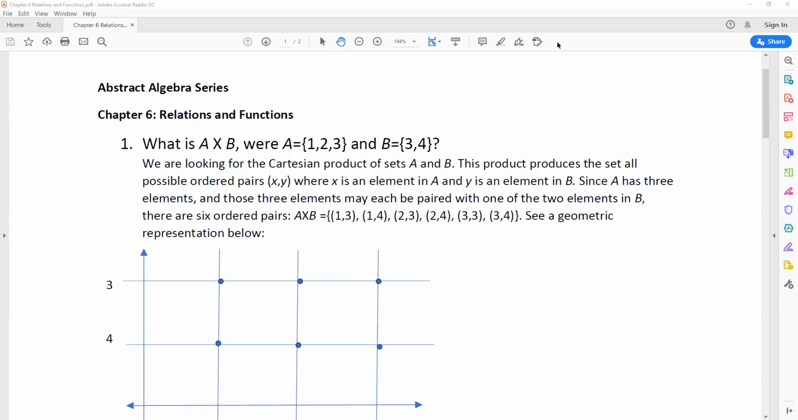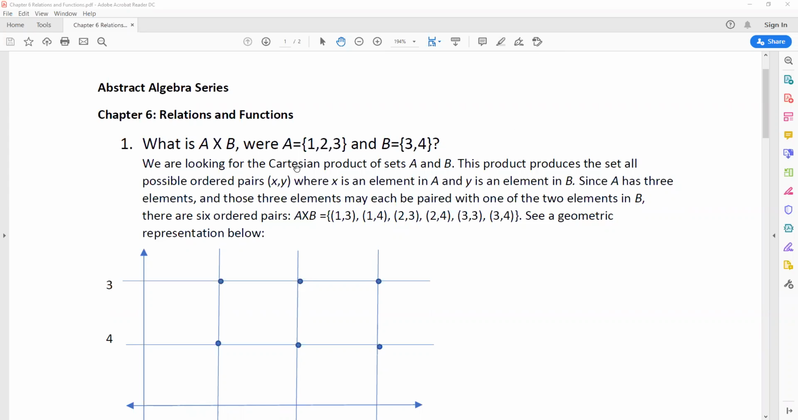Chapter 6 of the Abstract Algebra series is on relations and functions. Number 1 wants to know what would be the cross product, or the Cartesian product, of sets A and B, if A contains the elements 1, 2, and 3, and B contains the elements 3 and 4.